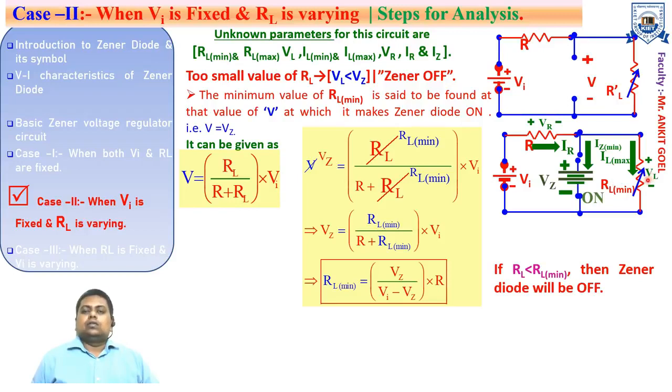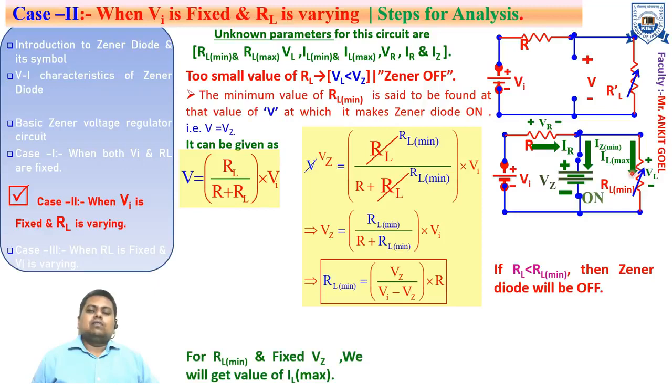Once you know the minimum value of the load resistance, RL minimum is known, you can easily find the voltage across the load. By applying KVL and KCL, you can easily find these parameters. Once VZ is known, you can easily calculate the load voltage. This is the voltage regulation action. So the load voltage VL can be calculated. It is the same as the Zener voltage, that is, VL is equal to VZ.